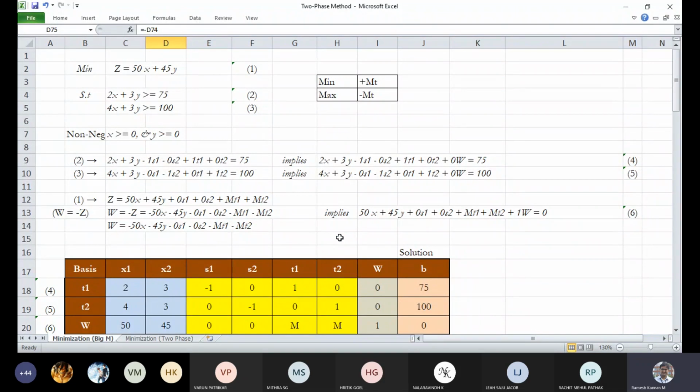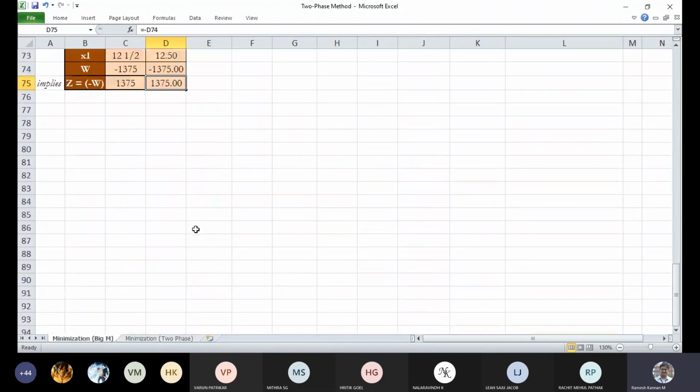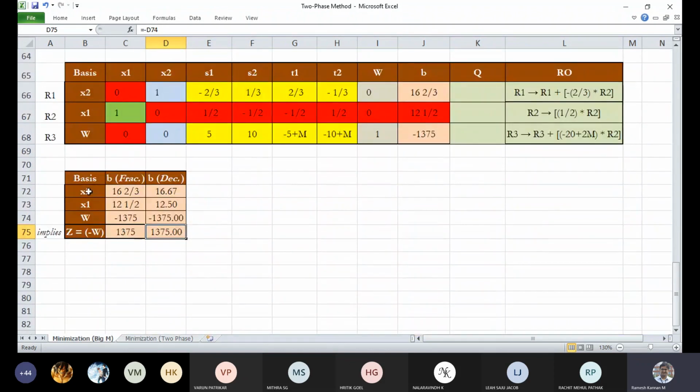Now it's extremely important stuff. It's called the two-phase method. So we have got, you can see the value in the big M method, x2 to be 16.67 and x1 to be 12.50 and z equals 1375, right? So we can even do the same problem in a two-phase method.